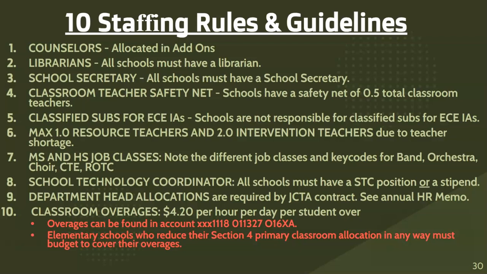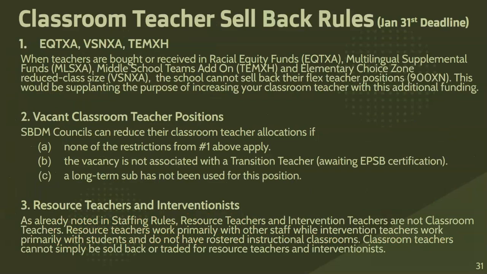Any elementary schools who reduce their Section 4 primary classroom allocations, so that's your kindergarten or grades 1 through 5 teachers, if that's reduced in any way, just plan on paying the overages because you've reduced your general fund allotment for classroom teachers. Very quickly, some sellback rules when it comes to teachers.